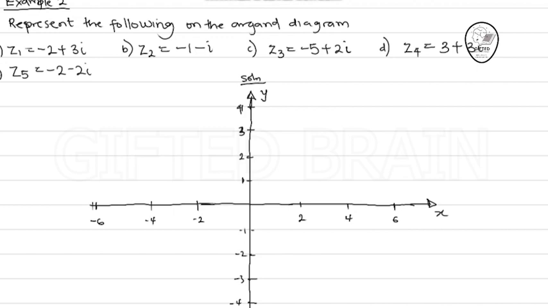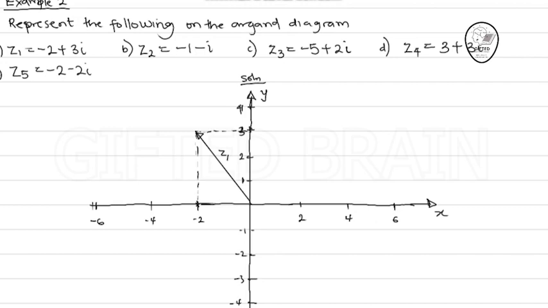For the first one, z1, minus 2 plus 3i. So minus 2 on the x-axis, but this is minus 2, so it should fall on the negative x-axis. So I'm talking about a point that exists here. And then we have 3. This is 3. So we can go ahead now to connect those 2 points. So this is what we have. So my z1 will look somewhat like this. So that's our z1.